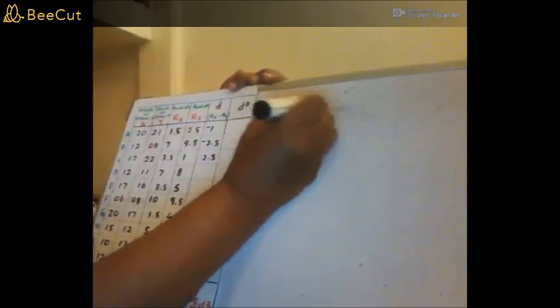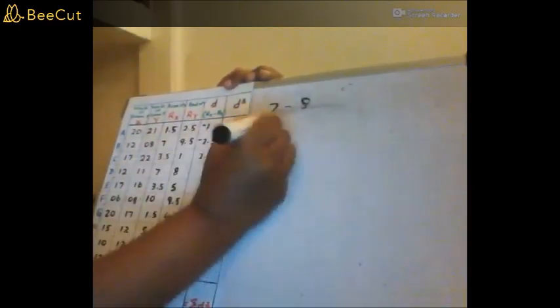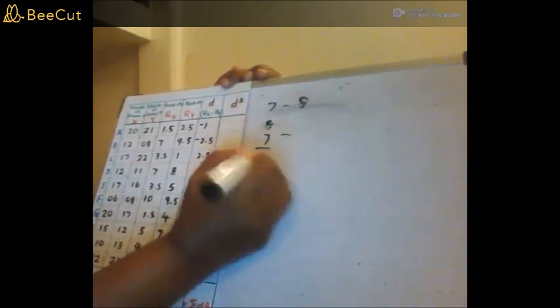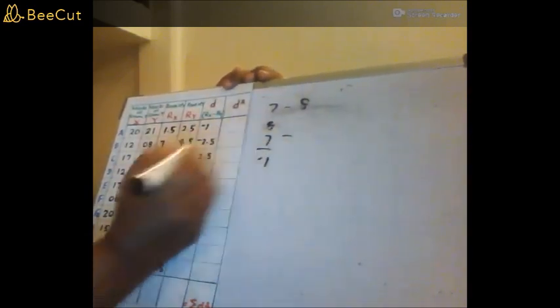Next one. 3.5 minus 1. So it's 2.5. 7 minus 8. So once again 8 minus 7. It's 1 and it should be minus 1.